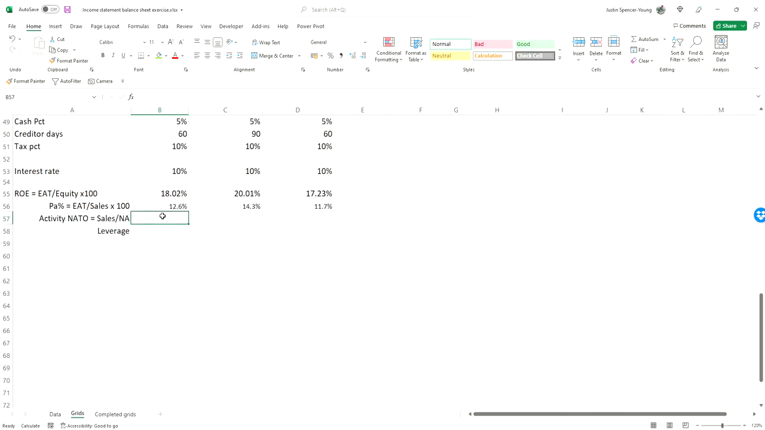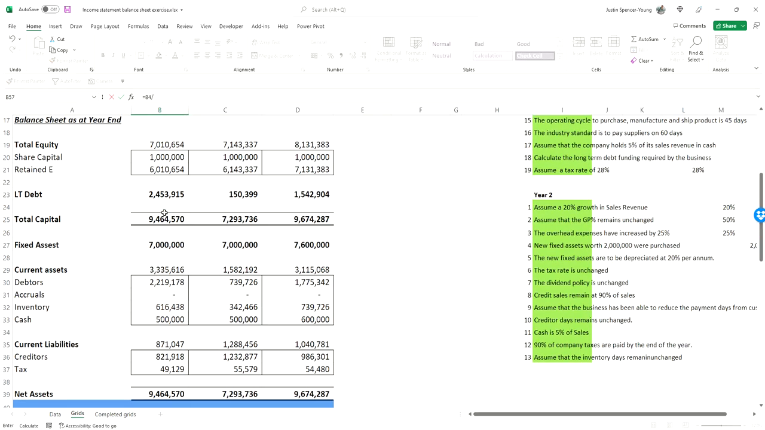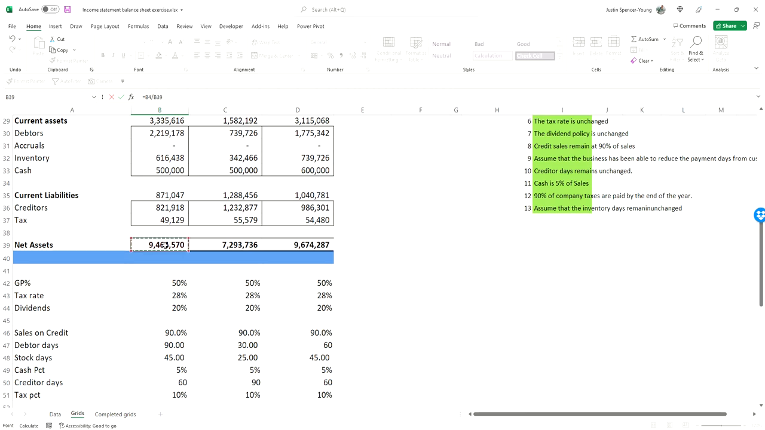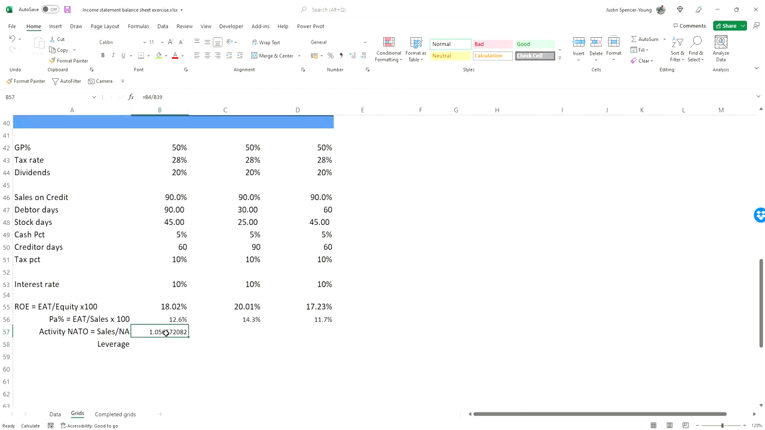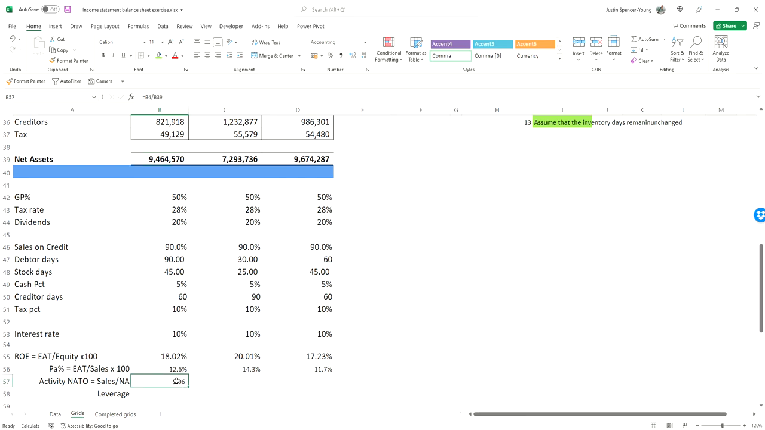Okay, so let's get a number here. Take the sales, 10 million, divided by the net assets. Sales in relation to net assets. So we've got a number here that's a fraction bigger than 1. And what that says is if this number was 1, then we would have generated exactly the same amount of sales as the net assets that the business has. All right, so if that number was 1, then our sales would have been 9.4 million. But we did a little bit more than 9.4. We did 10 million. So that's why it's slightly higher.